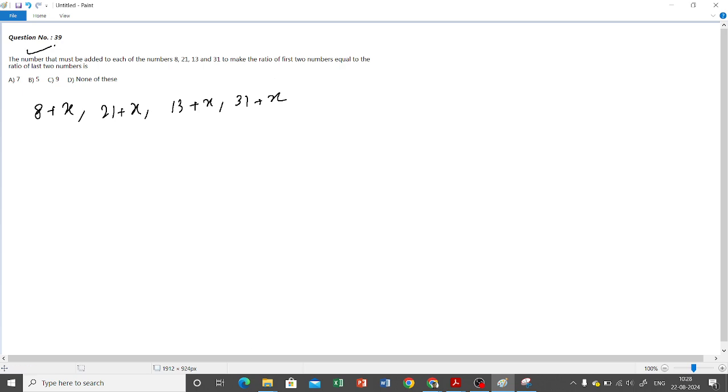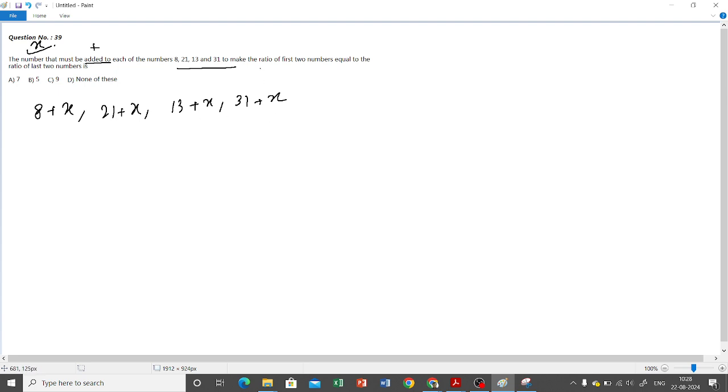Okay, so when you buy a TV, you follow the user manual and assemble the TV, right? So this is just like a user manual. What is the number? X is the number that must be added. What does added mean? Plus to each of the numbers there. That means x, 21, 13 and 31.